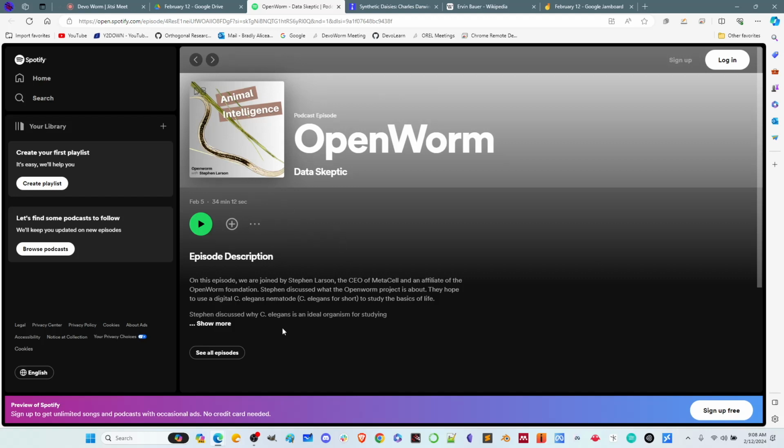But basically, the whole hope when OpenWorm was started was that you would be able to use C. elegans as a means to model an organism from the cells to behavior, and have a good computational model so that you can simulate the worm.